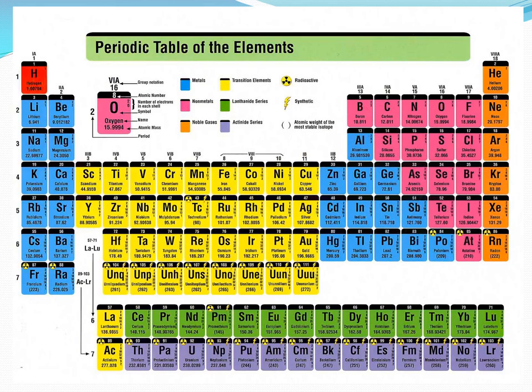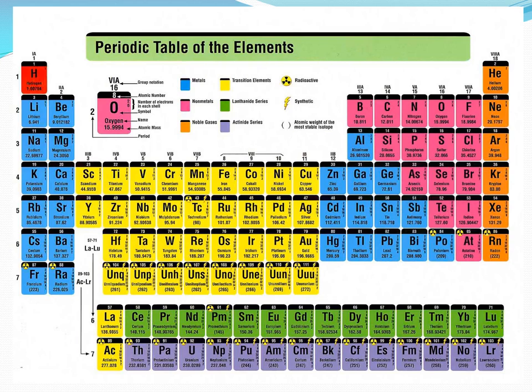Column 4 is carbon, column 5 is nitrogen, column 6 is oxygen, fluoride is number 7, and then the helium is going to be number 8. Each of these columns is going to be very important for us identifying how we can expect to see the numbers of electrons, and I'll get back to that in a minute.